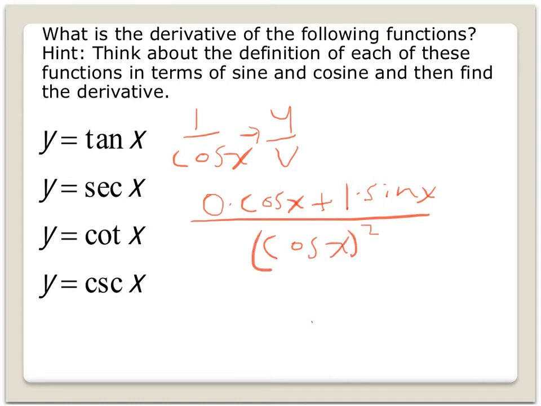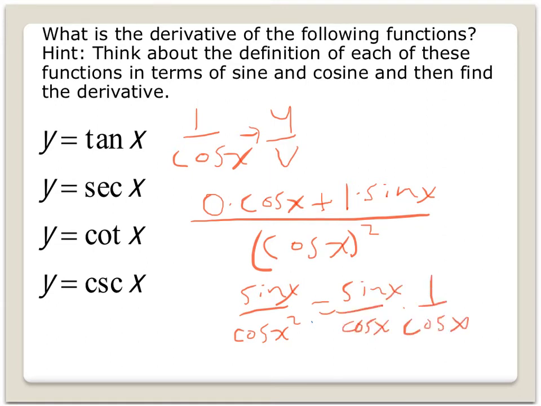Okay, so there's the quotient rule. So now I'm going to try to simplify this. Well, 0 times cosine x is 0. 1 times sine x is sine x over cosine x squared. Now, mathematicians look at that and say, well, that's really sine x over cosine x times 1 over cosine x. Because cosine x times cosine x gives you cosine x, squared. It's in parentheses there. And sine x over cosine x turns out to be tangent of x. And 1 over cosine x turns out to be secant x.